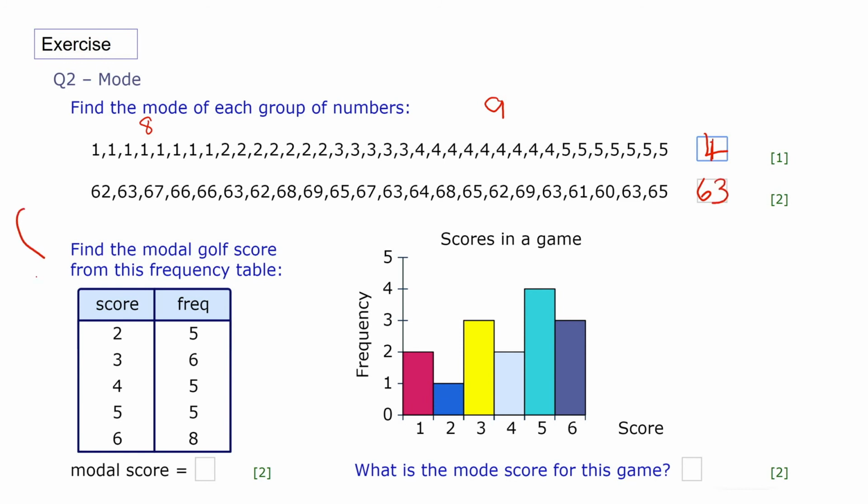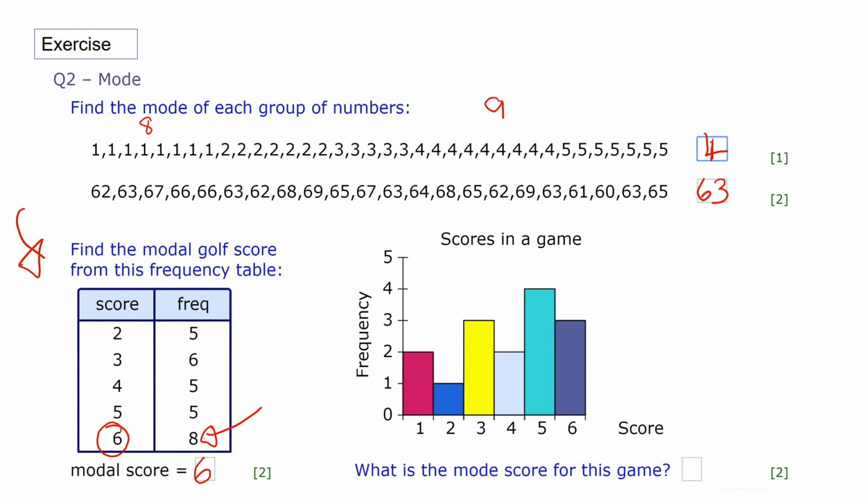Looking at this question here then, we've got a frequency table where you're asked to find the modal golf score from this frequency table. Remember, for the mode, it's the most popular, so we're looking for the highest frequency, which is going to be 8, but that is not the modal golf score. The modal golf score is going to be 6, so we'd write that there.